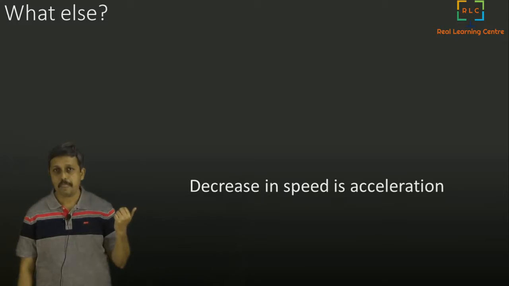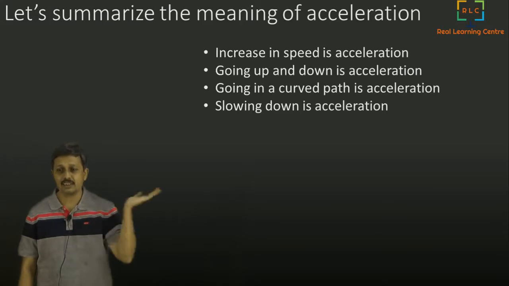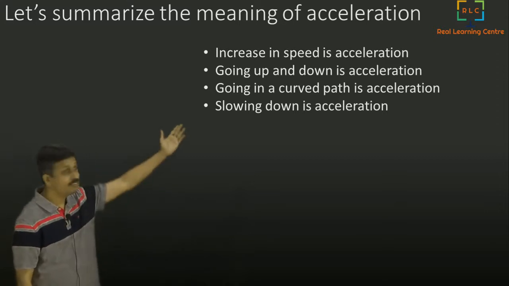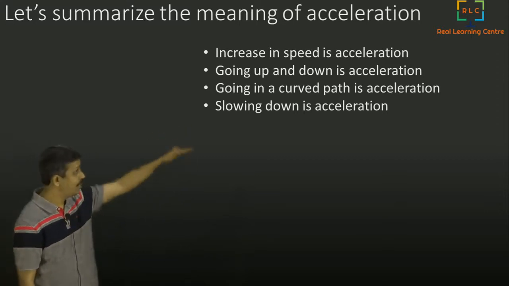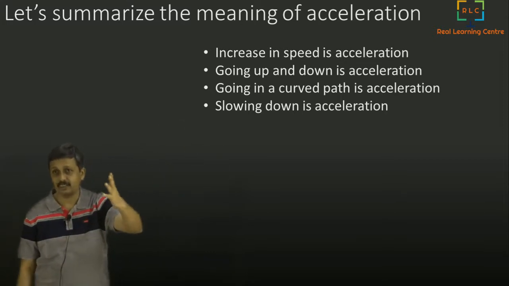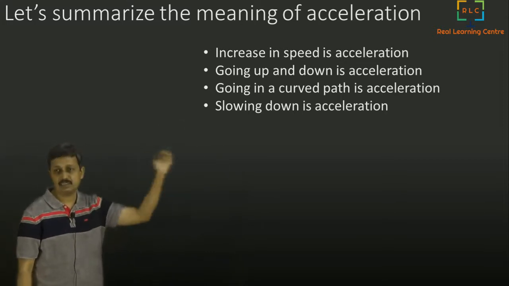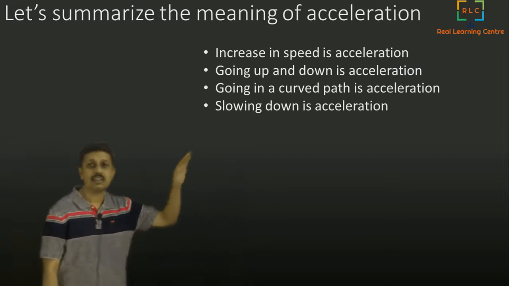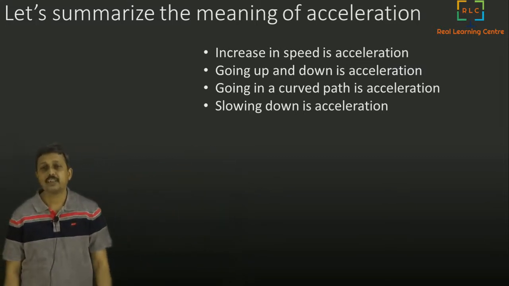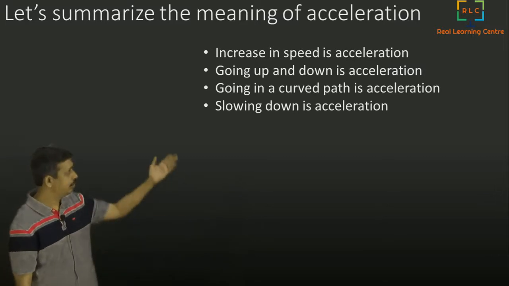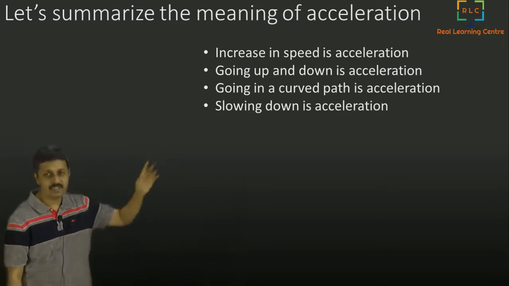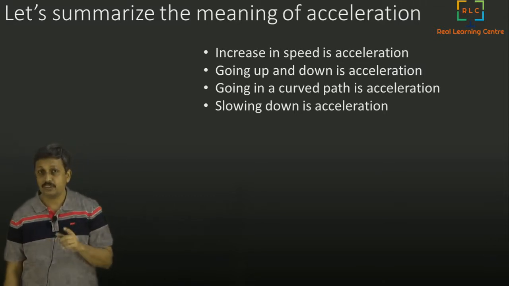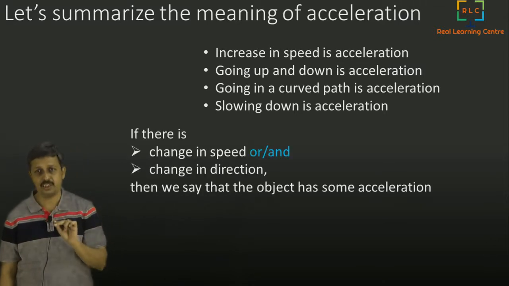So now let us summarize the things that we saw. One, we saw increase in speed is an acceleration. Going up and down like this is acceleration. Going in a curved path like this, acceleration. Slowing down, acceleration. Okay. Instead of saying those four things, I want to say it in a much simpler way. Okay. I'll use only two statements to say it.